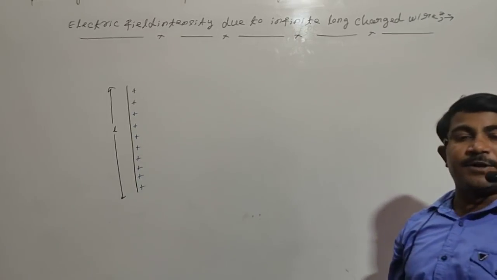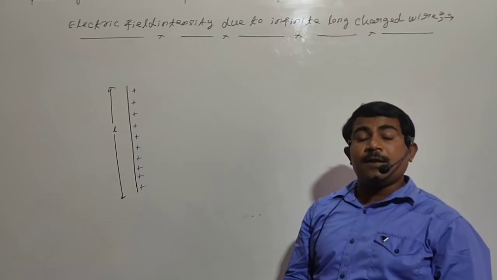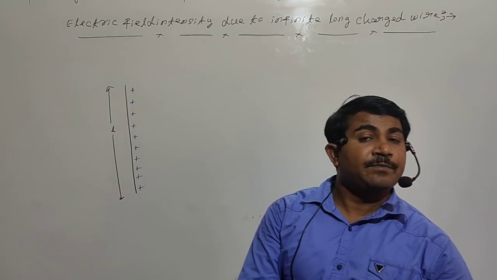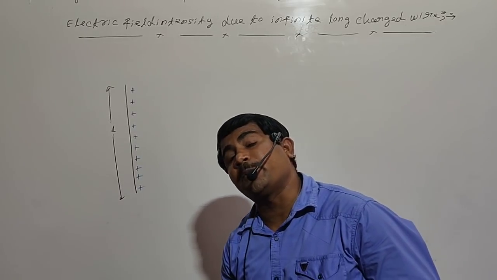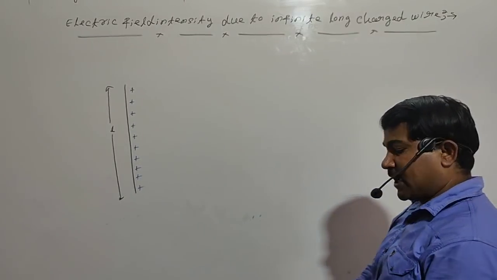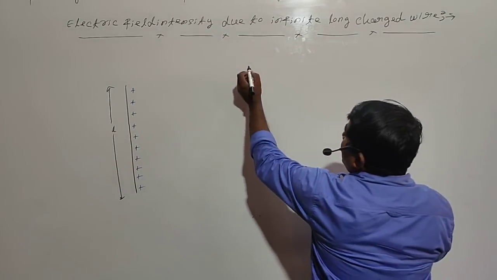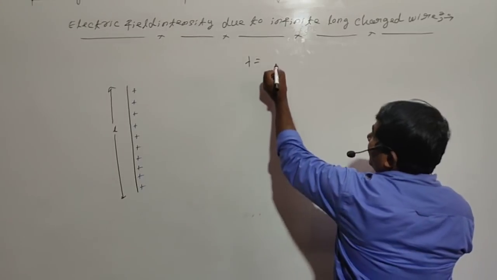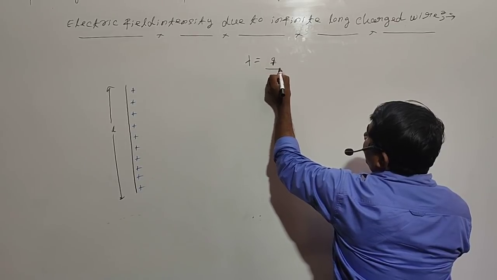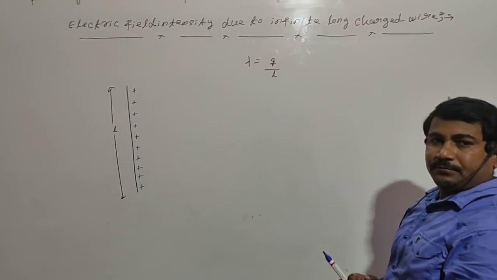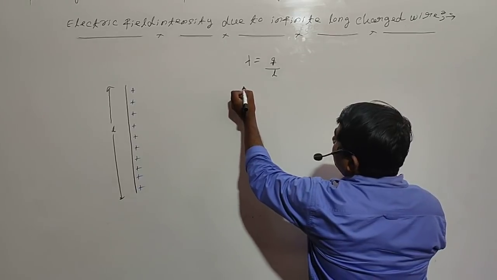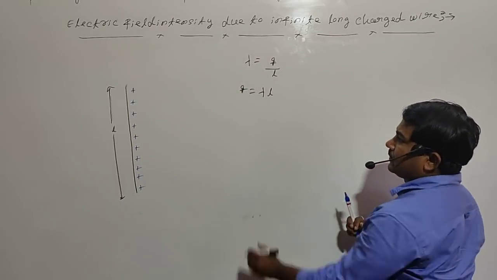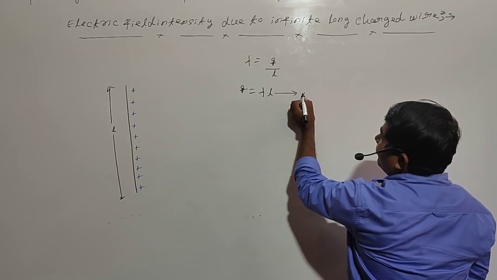Charges are uniformly distributed. We know linear charge density. How to define linear charge density? The charge distributed per unit length, that we are calling linear charge density, represented by lambda. Charge equals lambda into L. I will take this as equation number 1.